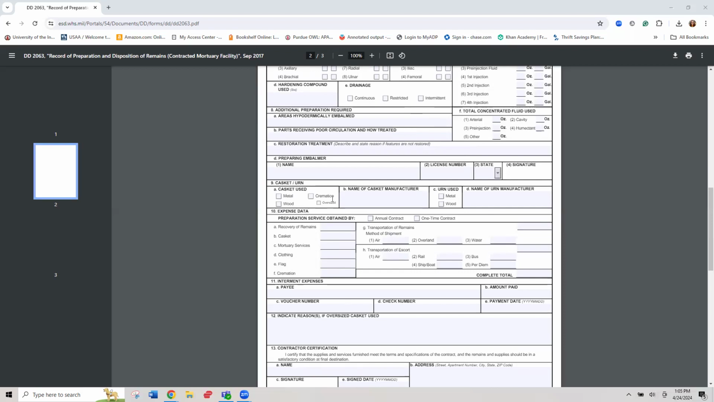Now down here is where you get into merchandise, casket and or urn that was used. Keeping in mind, again, this is a DoD form, so it's only going to expect you to have a metal.